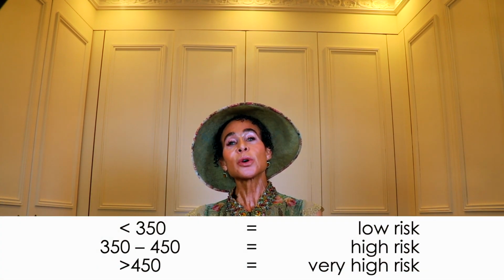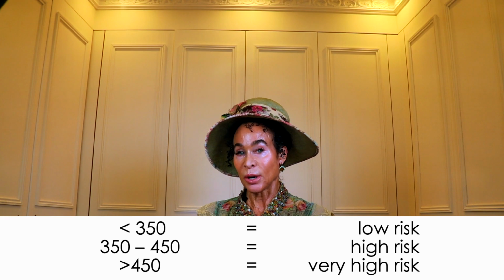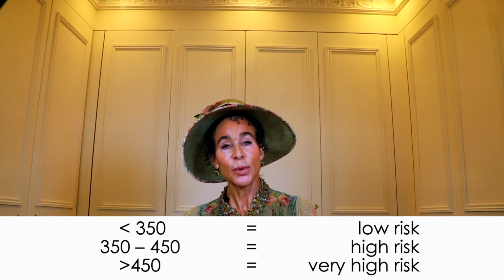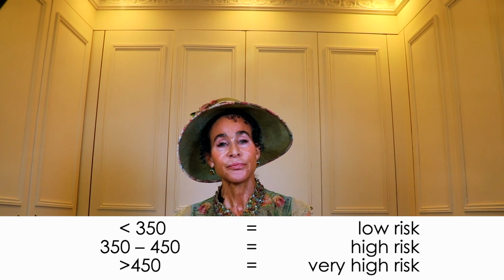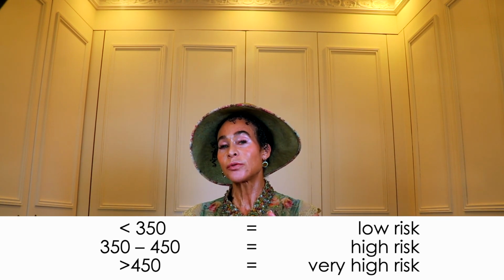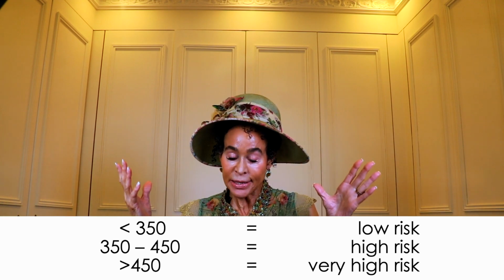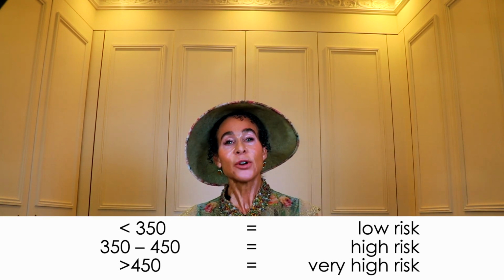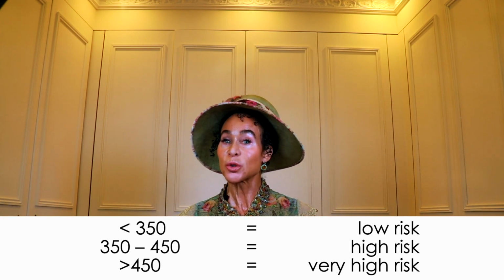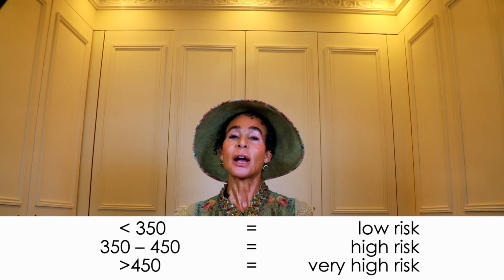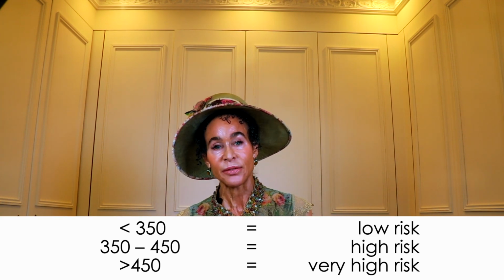Once you have the number representing your menstrual life, there's a scale for what constitutes low risk, high risk, and very high risk. If your answer is fewer than 350 menstrual cycles in your lifetime, you have a low risk for breast cancer based on your menstrual life. If your answer is between 350 and 450 menstrual cycles in your lifetime, you have a high risk for breast cancer based on your menstrual life. And if your answer is more than 450 menstrual cycles in your lifetime, you have a very high risk for breast cancer based on your menstrual life.